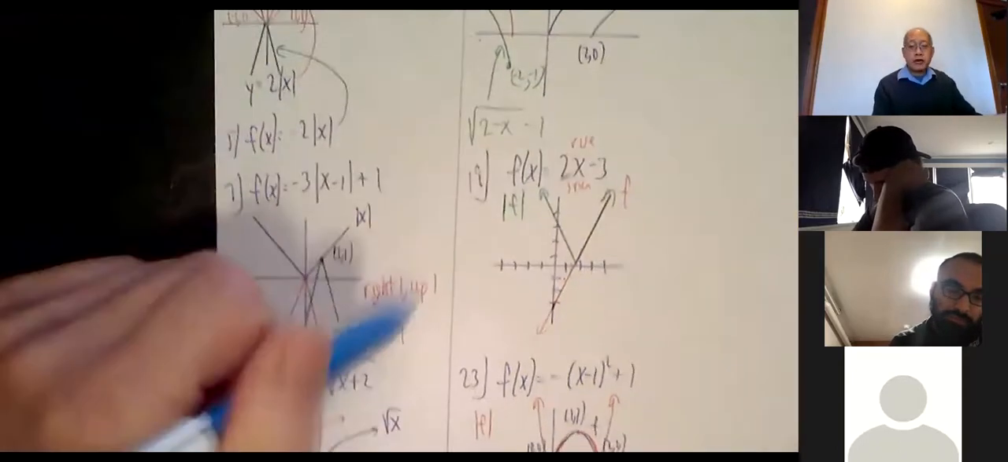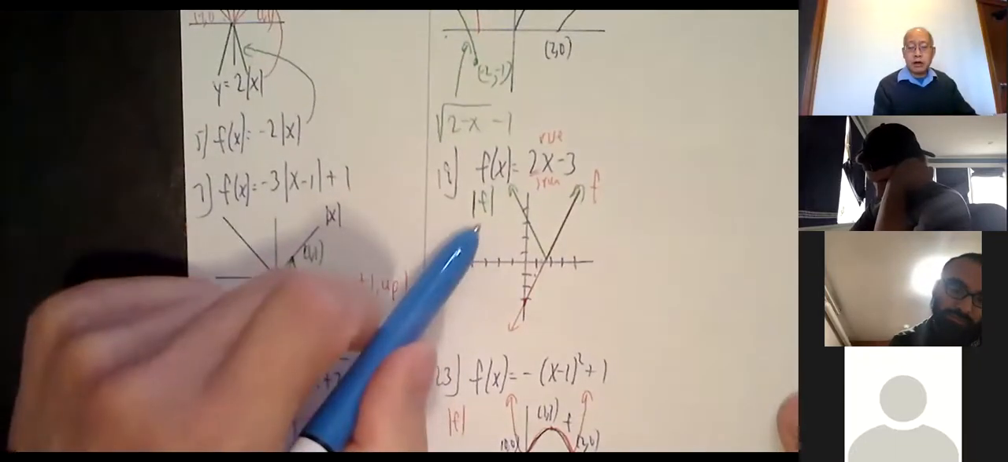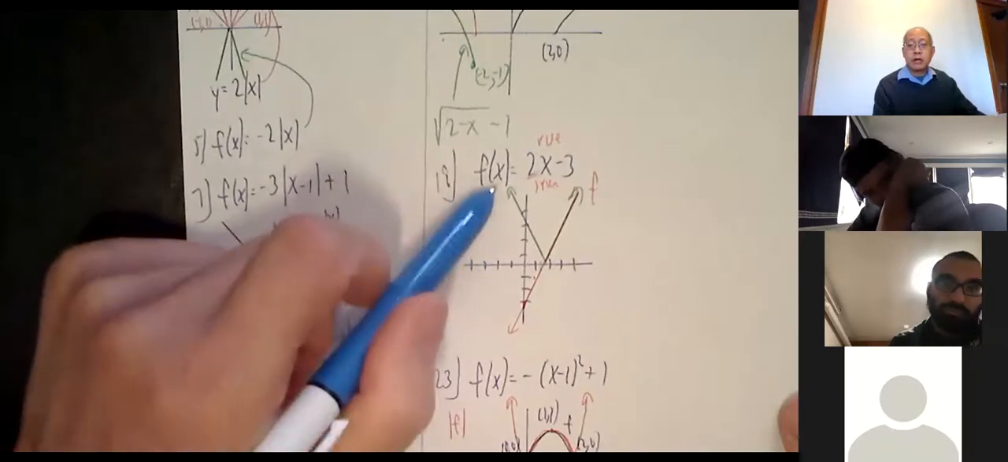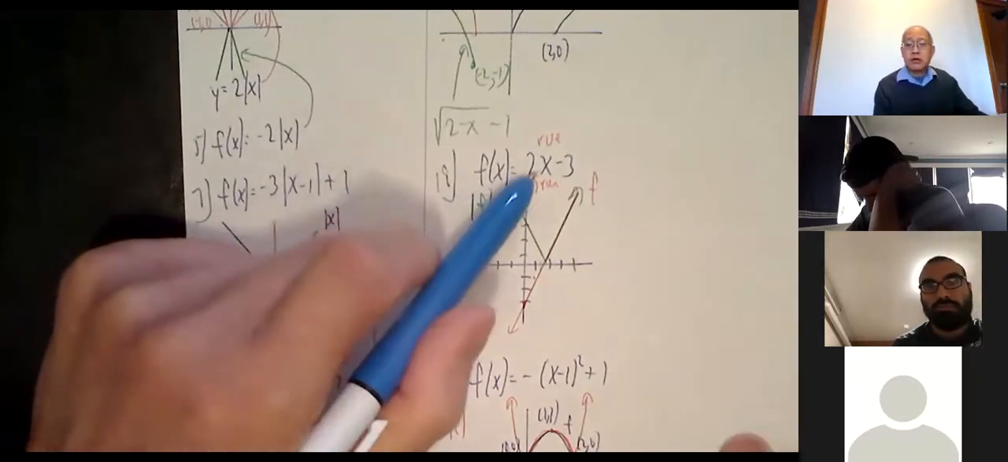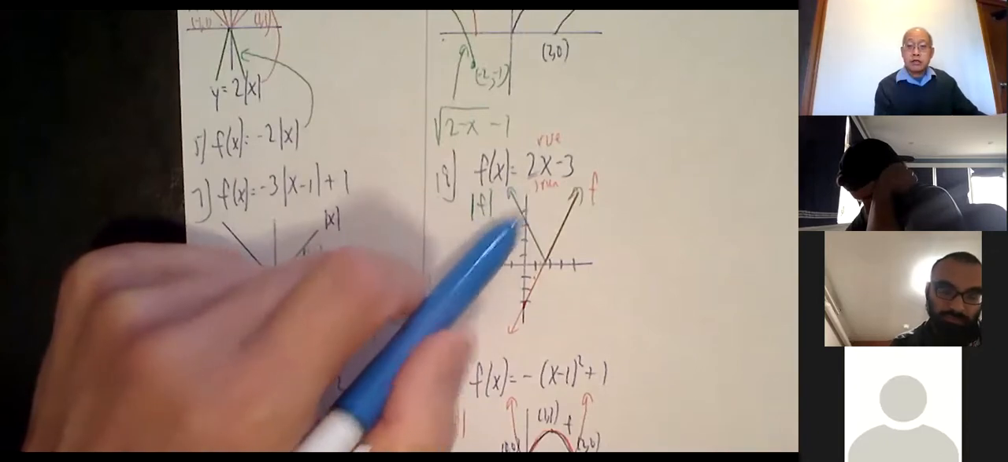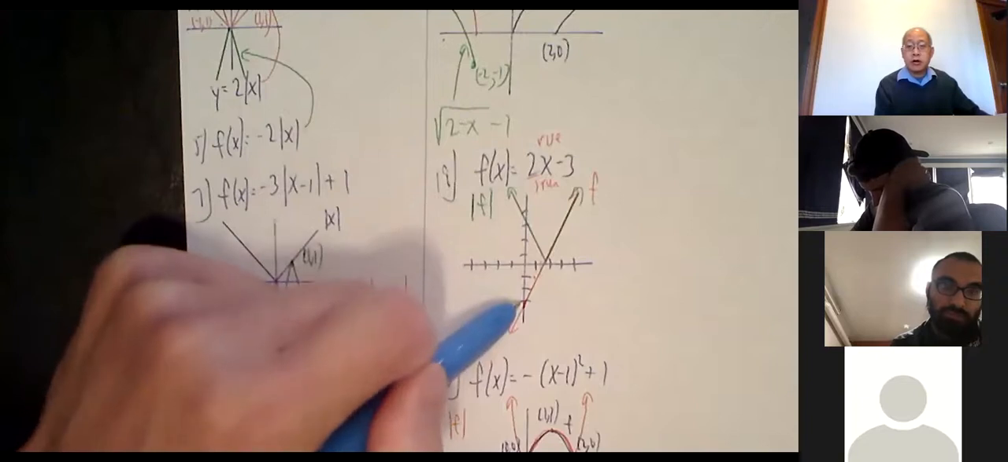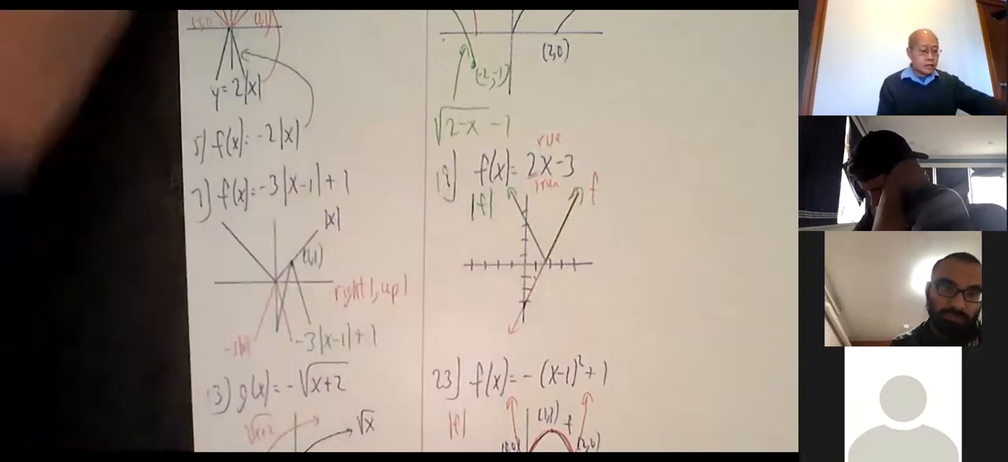Okay, and then for 19 and 23, I wanted to show you what happens when you have absolute value of a graph, as we said before. Okay, so f of x equals 2x minus 3. So that's like y equals mx plus b. Slope is 2, y-intercept of -3. So I go down -3 over 1 up 2. So it looks like this.